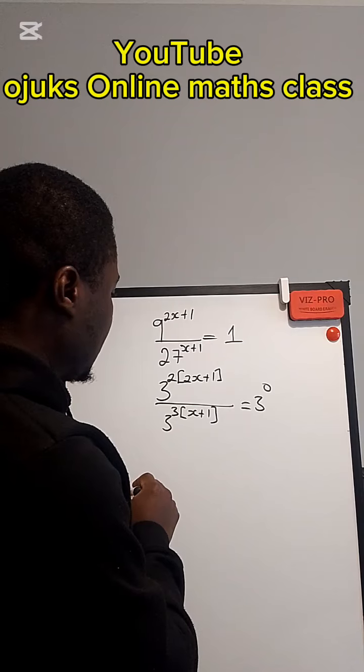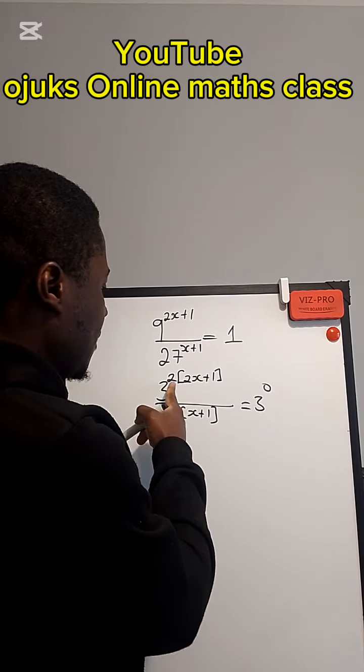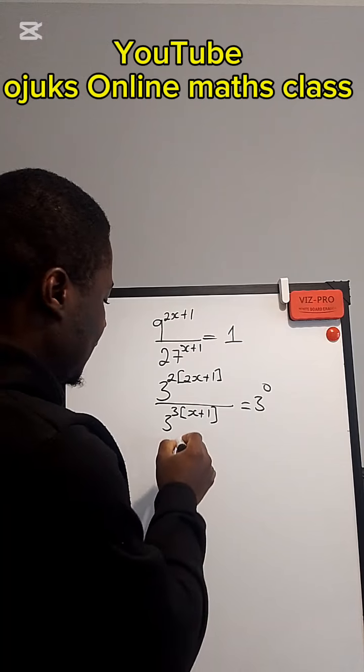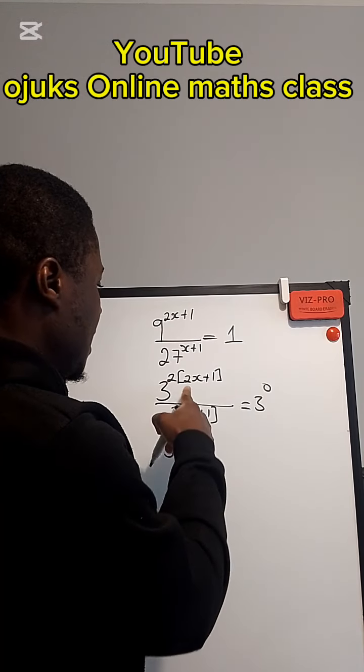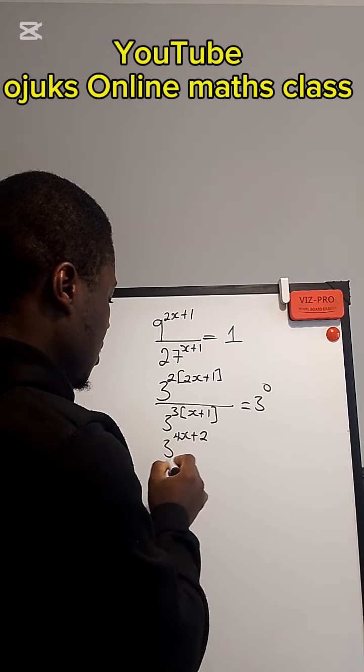Alright, if we solve further, opening the bracket, we're going to have 3 to the power of 2 times 2x is 4x. Then 2 times 1 is 2, that is plus 2, over 3 to the power of 3 times x is 3x. Then 3 times plus 1 is plus 3, equals 3 to the power of 0.